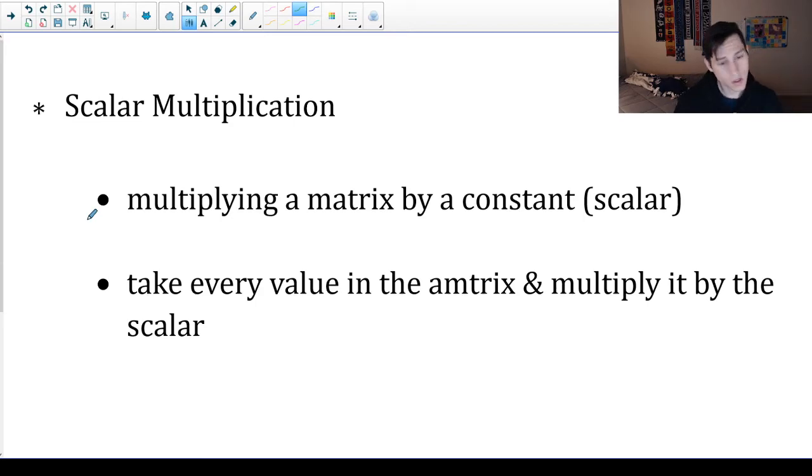We also have what's called scalar multiplication. And what this is, is just multiplying a matrix by a constant, right? Or another way of saying that is a scalar, hence why we call it scalar multiplication. Right? Because it just scales it up or down. When we multiply by something, we're saying it's that many times bigger. So it's like scale up, scale down.